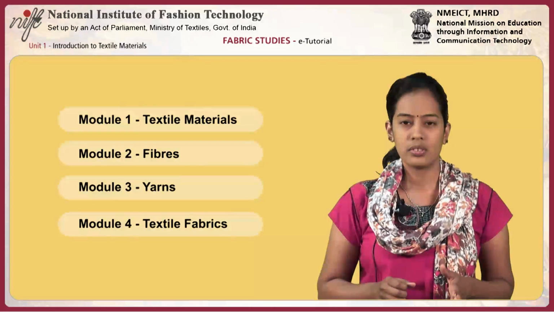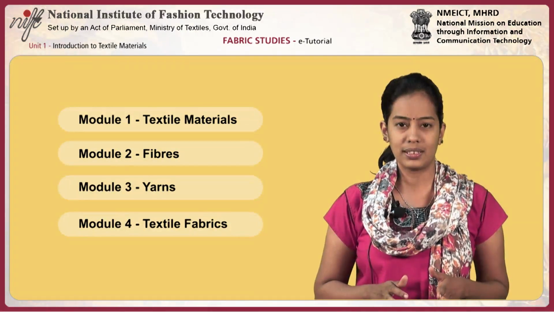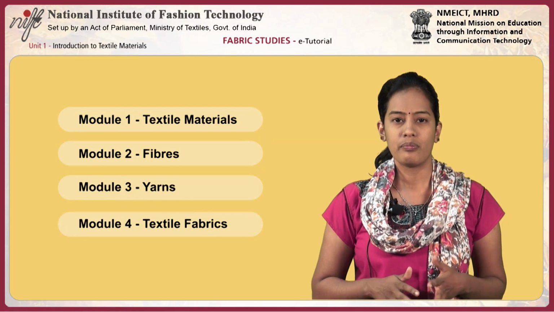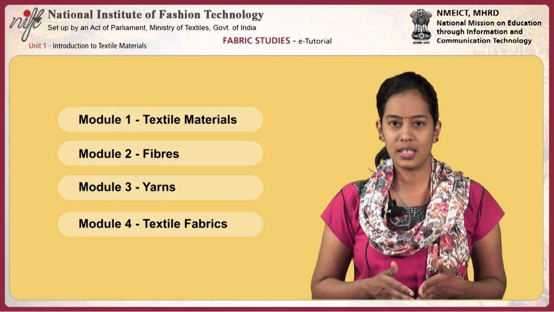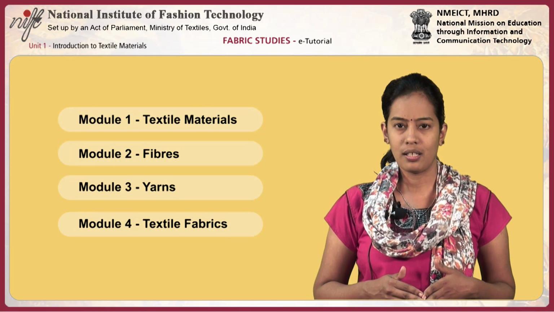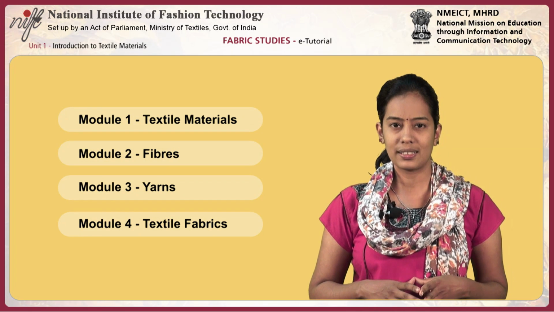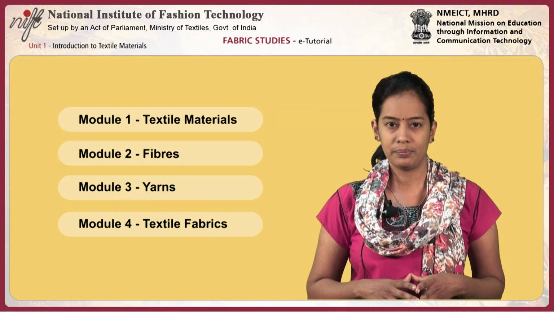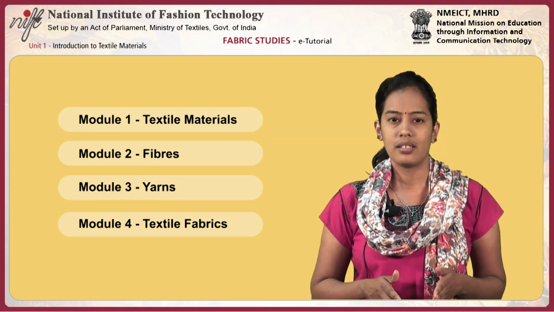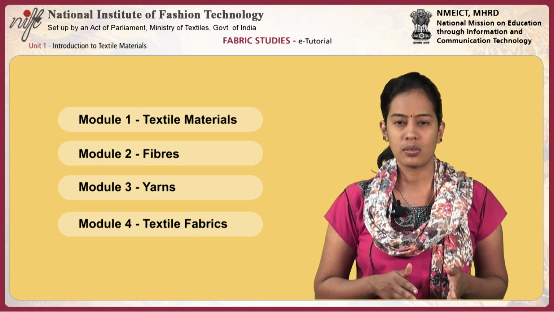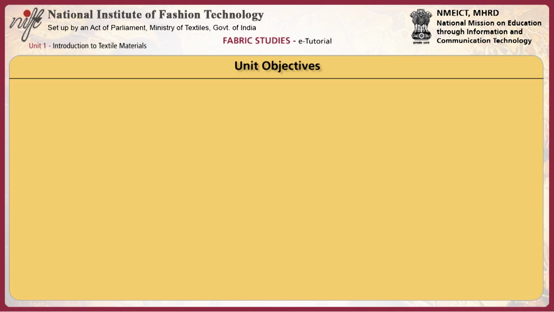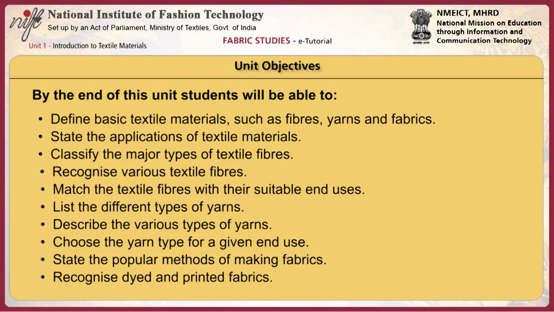During this unit, students will look at the basic components of a textile fabric, which is important to learn the durability, hand, feel and look of the end product. This unit comprises 4 modules and a final review section that invites you to reflect on what you have learned. By the end of this unit, students will be able to define basic textile materials such as fibers, yarns and fabrics.